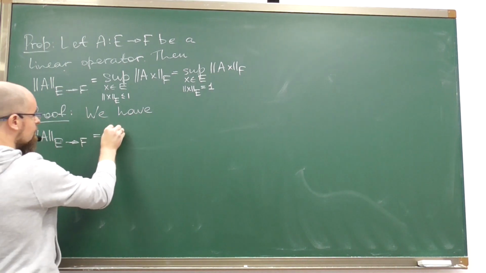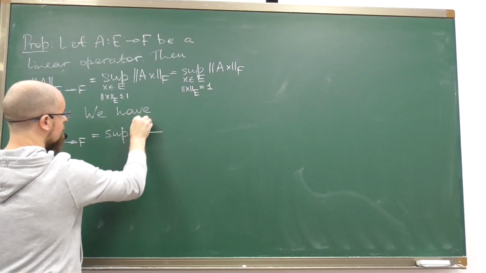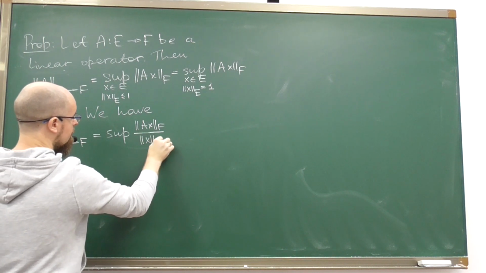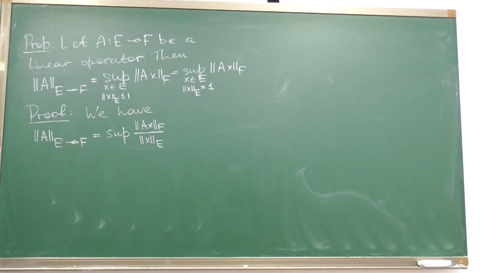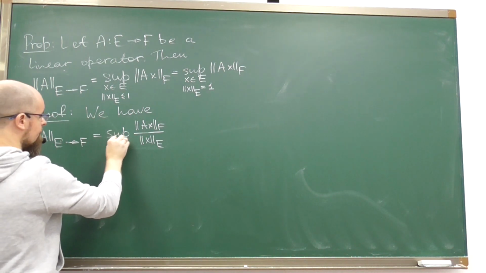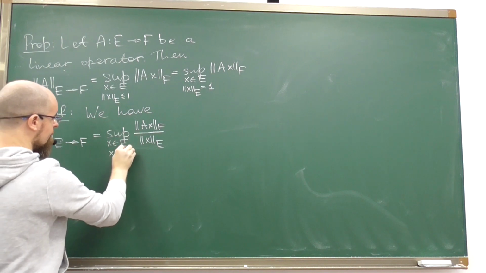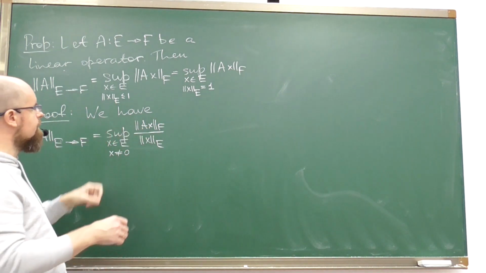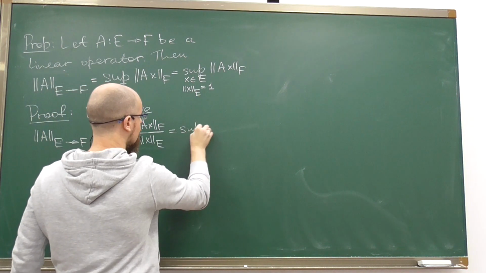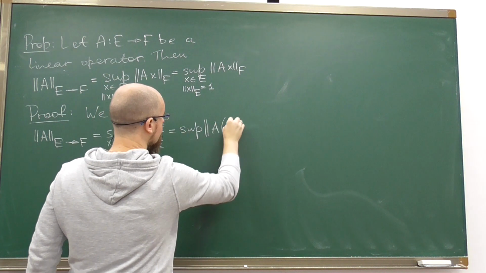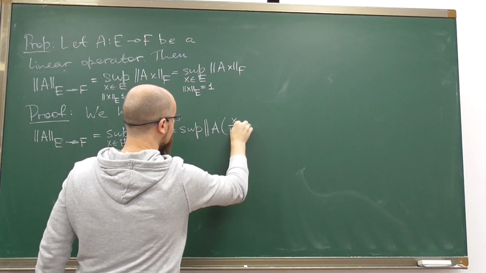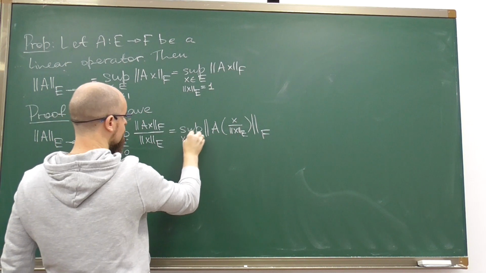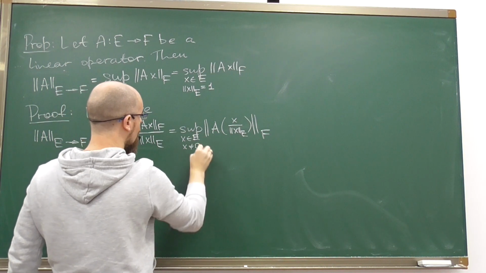by definition, the norm of A equals the supremum of this expression over all non-zero elements of E. By the properties of the norm and linearity of A, I can write it like this, as the norm of A of x over the norm of x. The supremum is still over all non-zero elements.